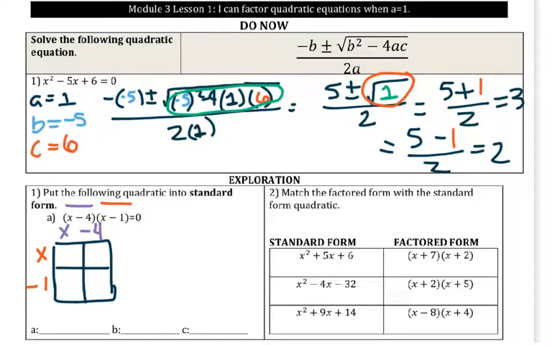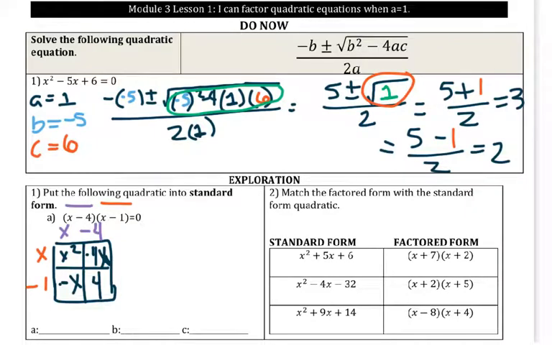We are going to put this into standard form using the box method. So we're multiplying x minus 4 times x minus 1. So our first box will give us x squared. Our next one, which is x times negative 4, is going to give us a negative 4x. And then we have x times negative 1, which will give us a negative x. And lastly, we have negative 4 times negative 1, which is going to give us a positive 4.